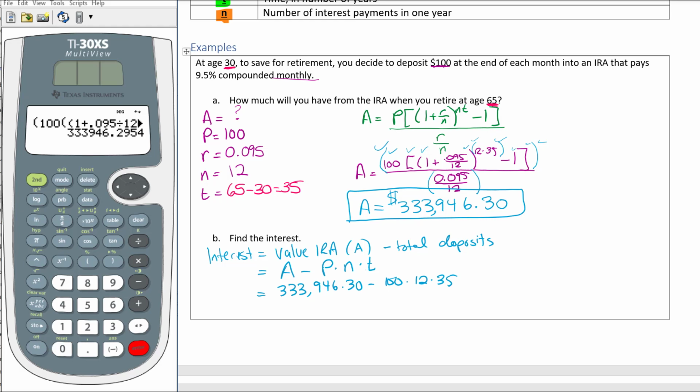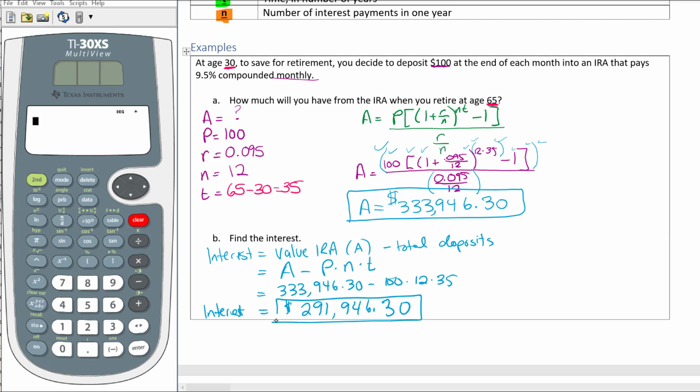So I can actually use the value that's already in there and just hit minus 100 times 12 times 35, and that's going to get me $291,946.30. So that is going to be our interest for this particular IRA.